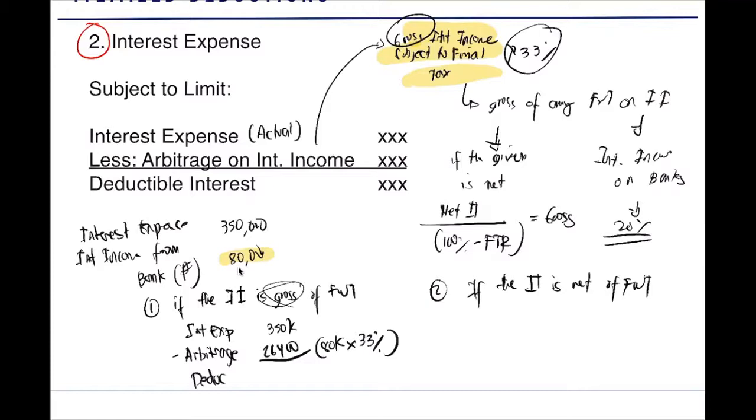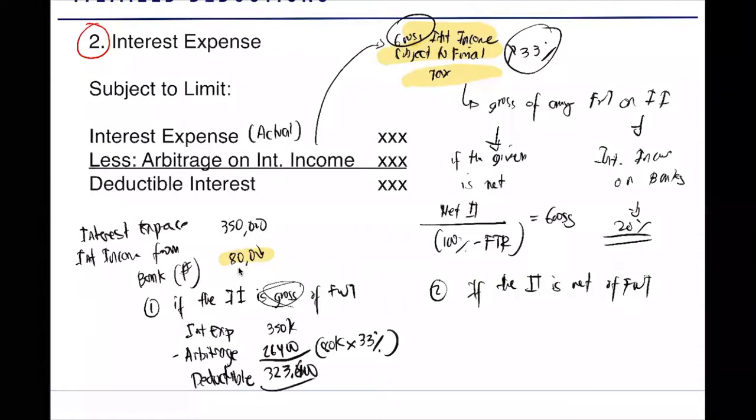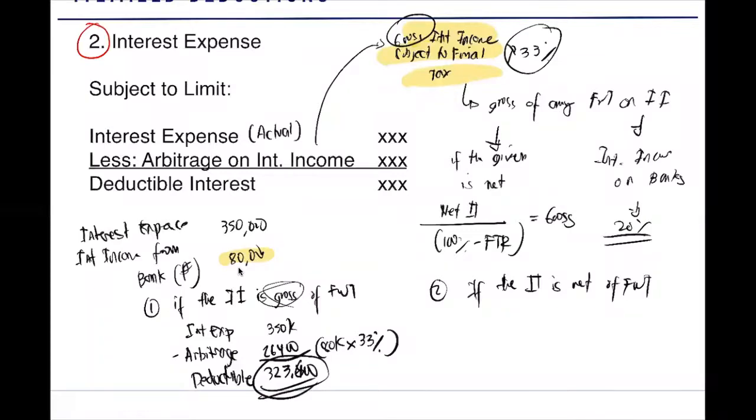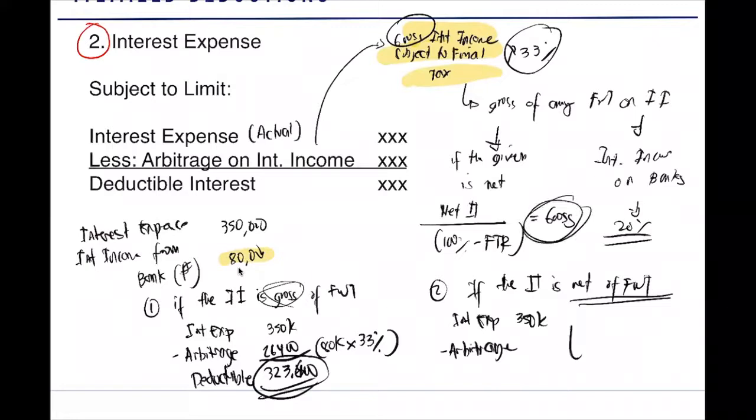So what is our deductible interest? Our deductible interest is equal to 350,000 less 26,400, 323,600. Okay? So that is our deductible interest expense. Now, what if the 80,000 is net of final withholding tax? So first, we need to get for your interest expense 350,000, and we deduct the arbitrage. To compute for the arbitrage, since we need a gross, you get first the net interest income.